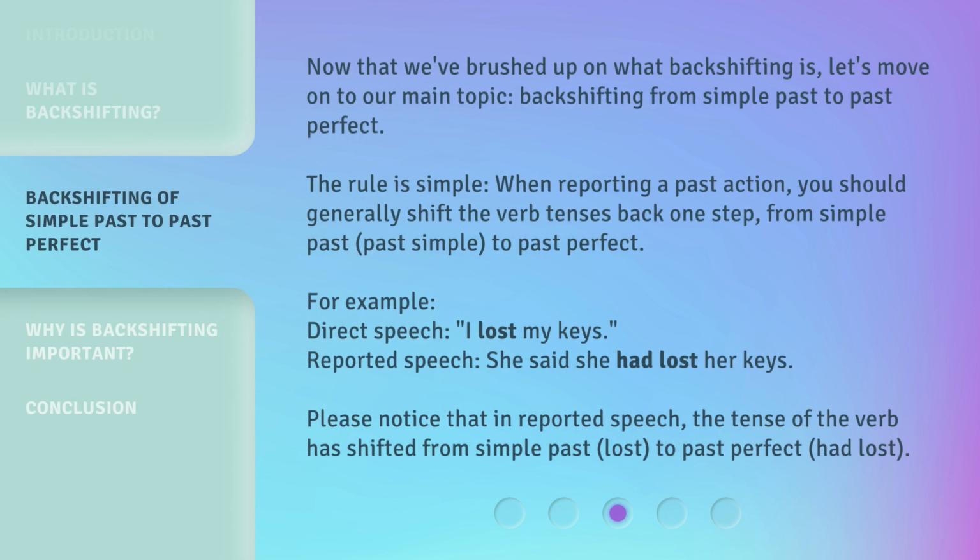Now that we've brushed up on what backshifting is, let's move on to our main topic: backshifting from simple past to past perfect. The rule is simple. When reporting a past action, you should generally shift the verb tenses back one step, from simple past to past perfect. For example, direct speech: I lost my keys. Reported speech: She said she had lost her keys. Please notice that in reported speech, the tense of the verb has shifted from simple past, lost, to past perfect, had lost.